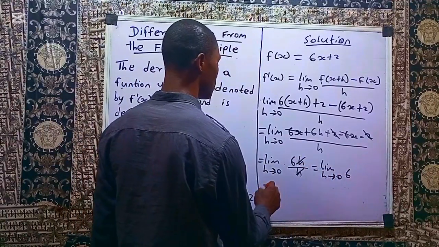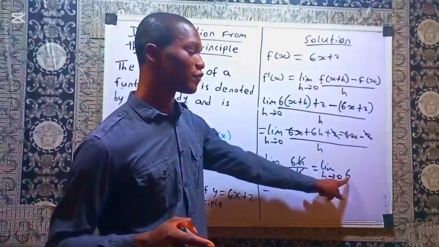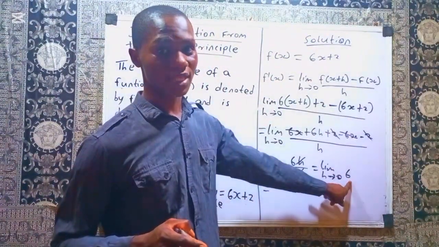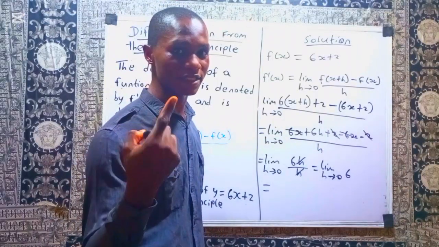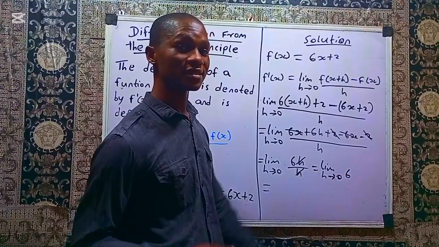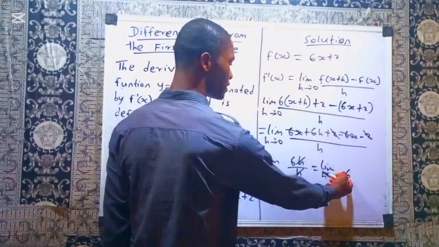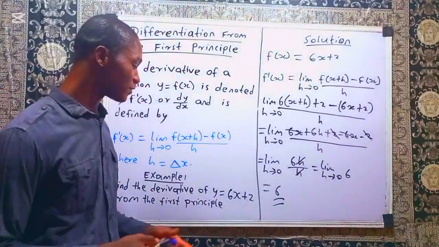6. From the limit class, limit of a constant is that constant. That's limit of a number, a constant, because just a number standing on its own, we call it a constant. So limit of a number is that number. So limit of 6 is what? 6. So this 6 becomes the derivative of this function.